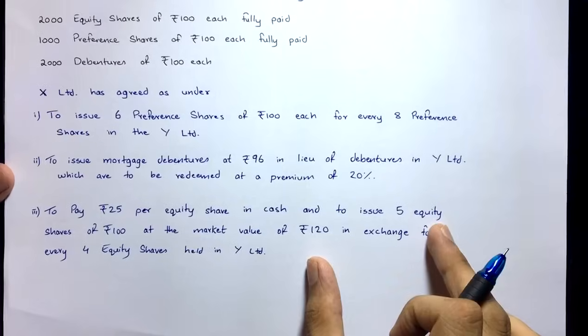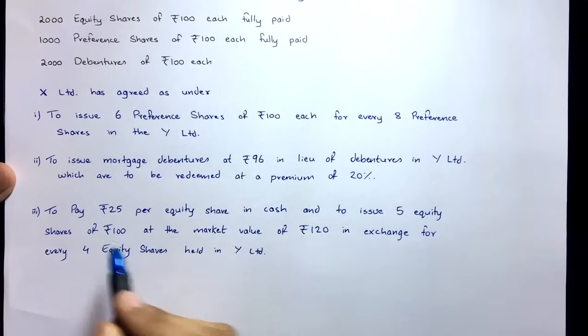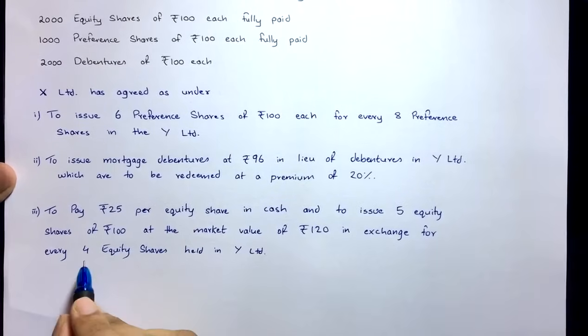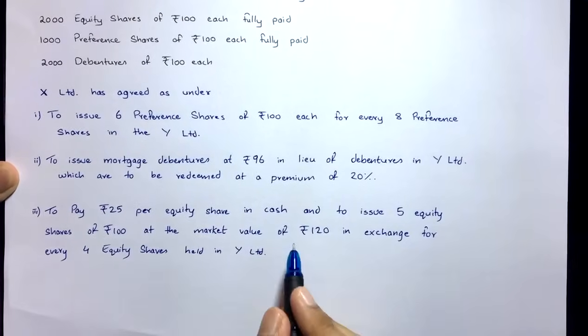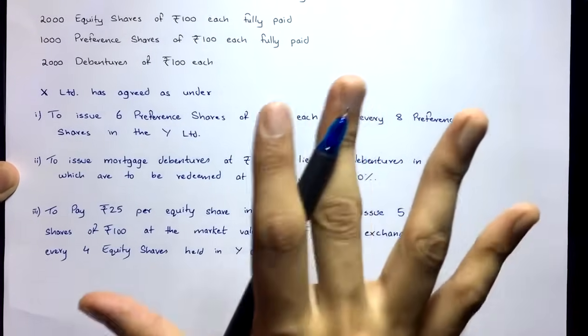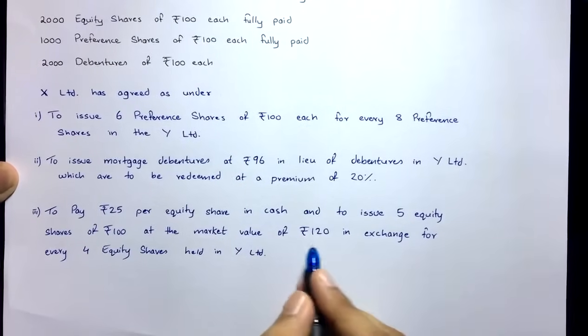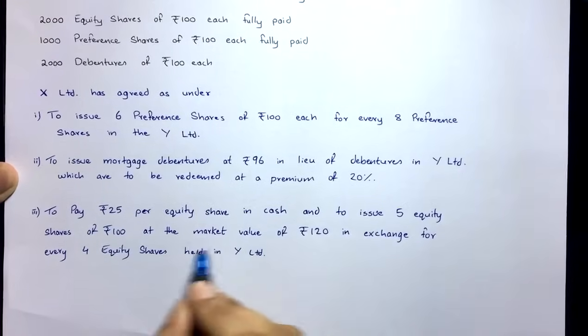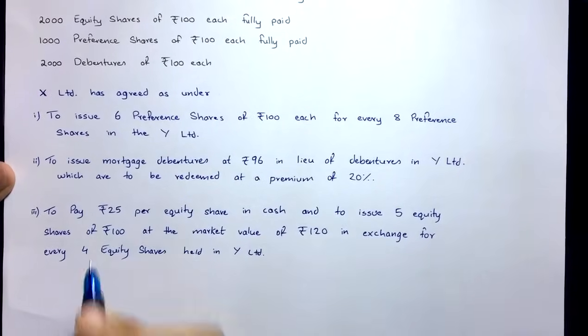The exchange ratio is given. See here, to issue 5 equity shares of rupees 100 for every 4 equity shares. If you have 4 equity shares in Y Limited, then X Limited, our company, will give you 5 equity shares, and that too at a market value of 120. This is the issue price, so we'll take that. Okay, 5 for 4. Fine.